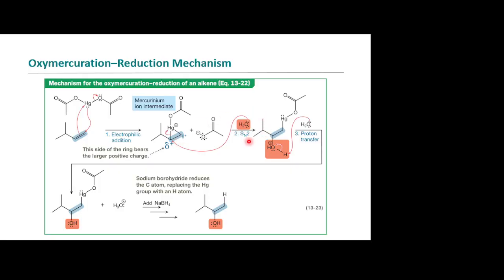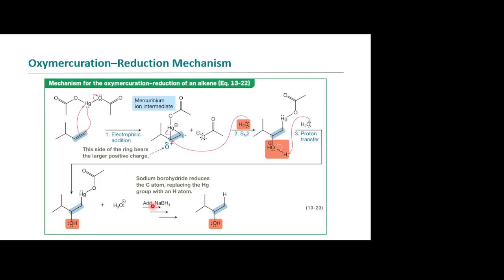Okay, and so that's your SN2 attack right there. That's going to give you the H2O plus, which is very acidic, right? And so we're going to get a proton transfer to the rest of the water. That will give you this species right here, which still has the mercury on it. Okay. That's not super unstable, by the way.